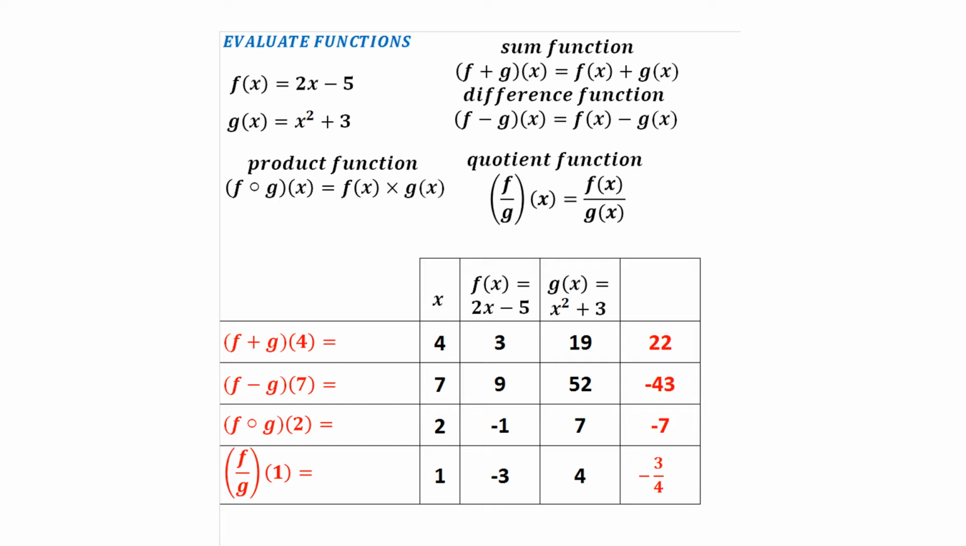So this is a much simpler way of evaluating functions. And let's say we didn't have just 4 little values, 4, 7, 2, and 1. Say we had 500 values that we wanted to calculate f plus g, f minus g, f times g, and f over g. You would set it up in a spreadsheet. You'd calculate f for all those values, calculate g, and then you could perform those operations in a spreadsheet, because a spreadsheet knows how to add 2 numbers, subtract 2 numbers, multiply 2 numbers, and take the quotient of 2 numbers. So a much simpler way of doing things.